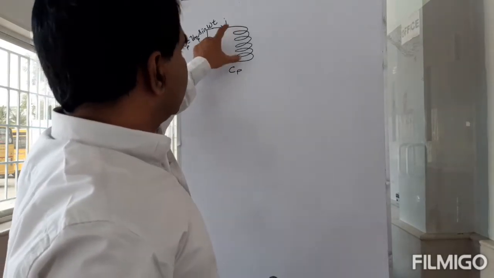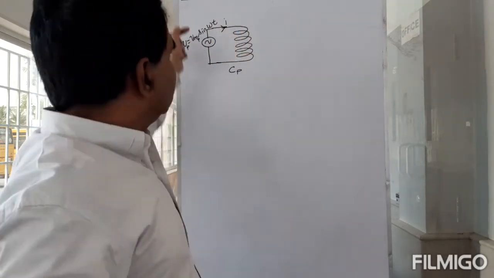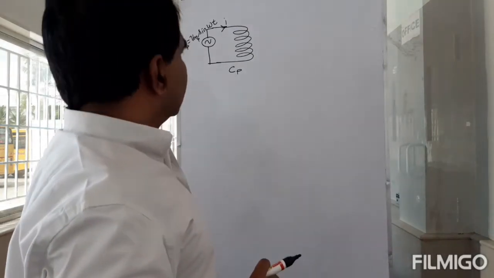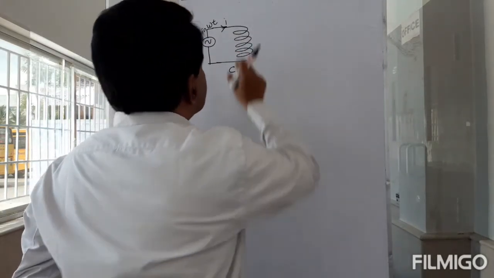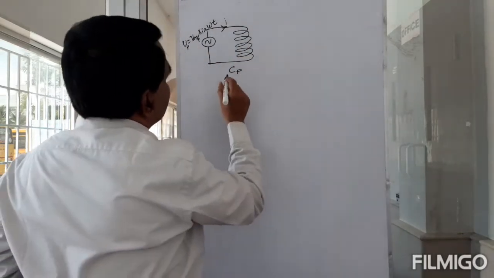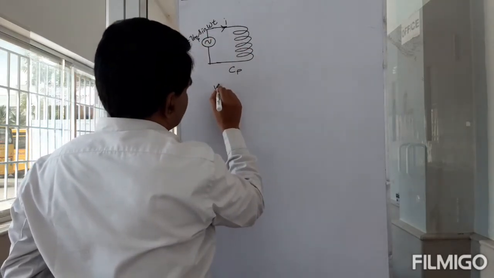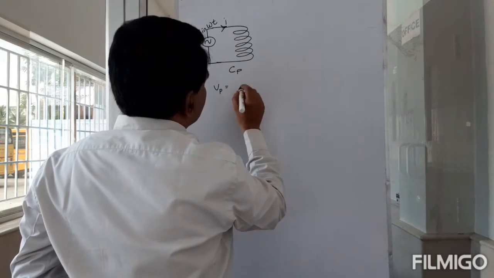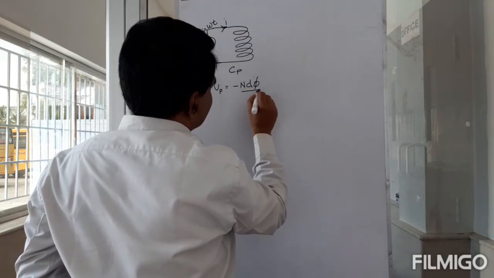So there is an EMF induced and that will oppose this. So this voltage and that EMF will be equal. And then there will also be a current circulating through that. So what will this do basically? This current will set up a flux. So how can I express this? V_p is equal to minus N d phi by dt.